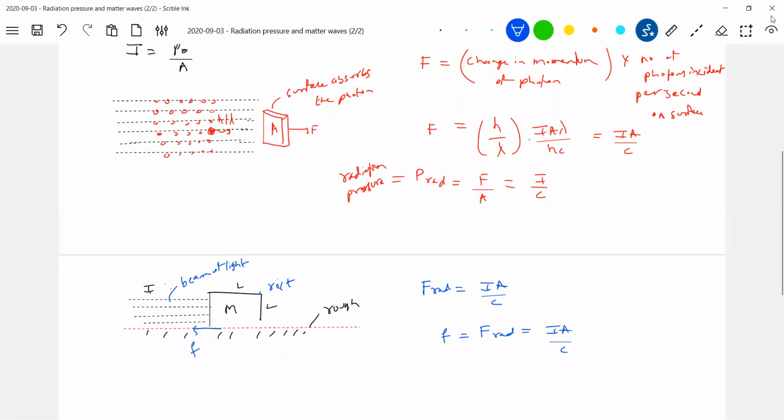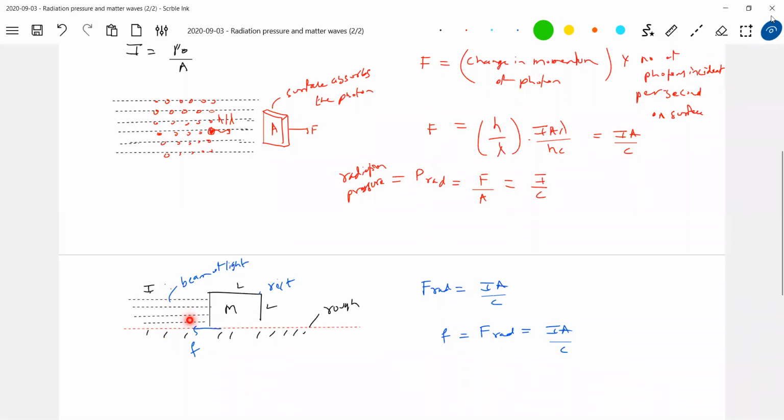I'll keep on increasing the intensity. At one particular intensity, the block starts moving. So this shows that this beam is exerting a force. Initially, for lower intensities, the block stays attached. As I keep on increasing intensity, the static friction will also increase. Once the applied force becomes greater than the limiting friction, the block starts moving. So this shows that this beam of light, which is incident, is exerting a force.